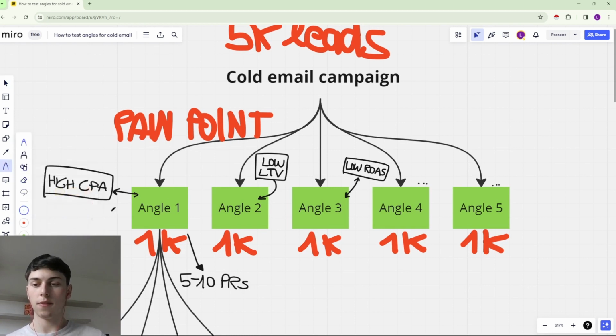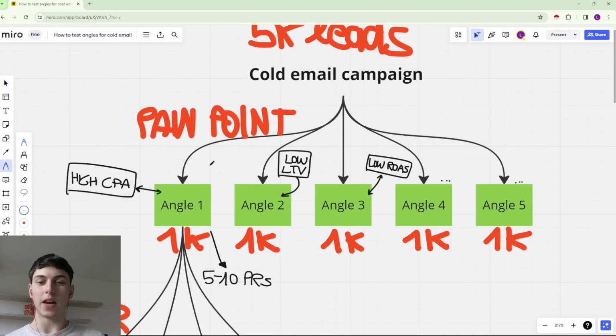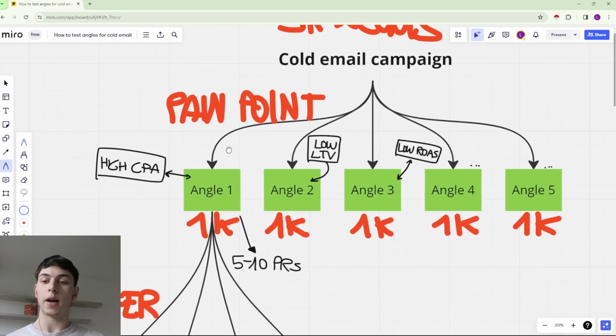Now, if you've never split tested anything, if you've never run cold emails before, I would recommend you split test the pain point or the problem that you're leveraging in your email script. So, for example, if you are an agency selling to e-commerce brands, you could split test the following different angles when it comes to the pain point. Some e-commerce brands might have a high cost per acquisition. Some other ones might be struggling with a low lifetime value. Some other e-commerce brands might be struggling with a low return on ad spend, and so on.